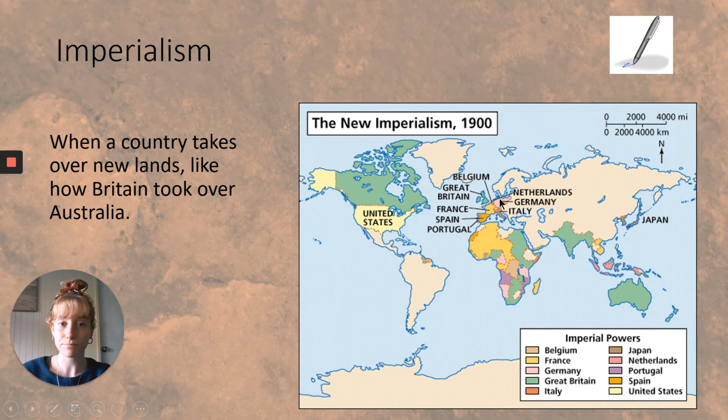Germany, up here, that's the pink ones. They also are finding themselves in Africa, and they're claiming that that is their own. There are obviously a lot of other countries that are spreading out and doing this as well, but those are just some of our big key players here.